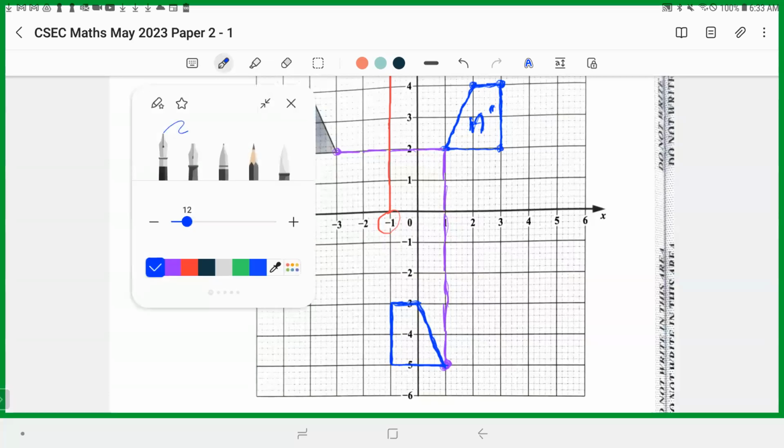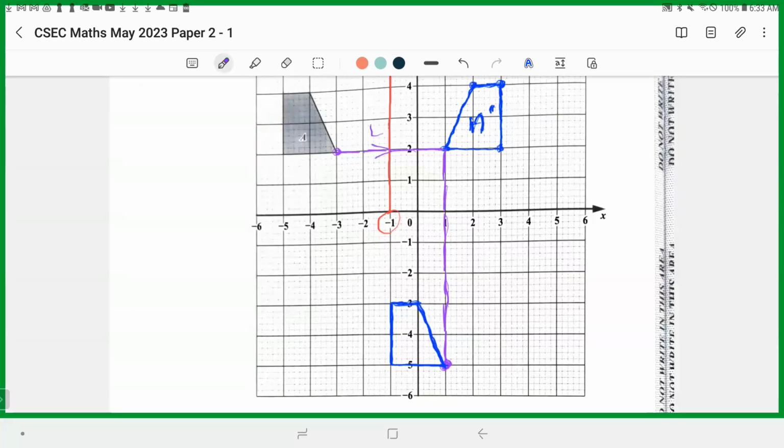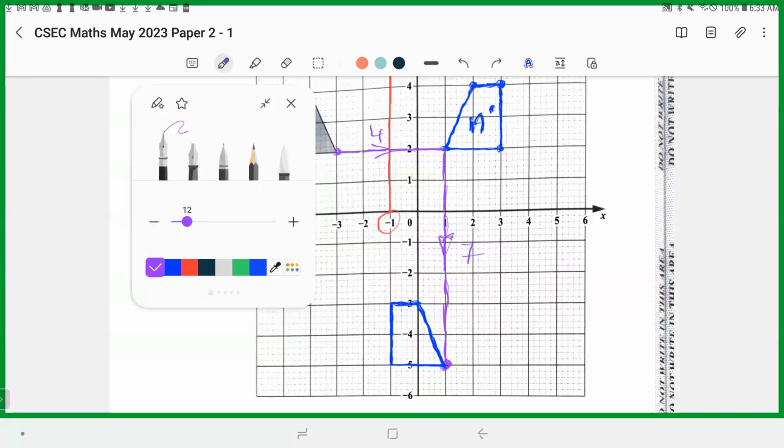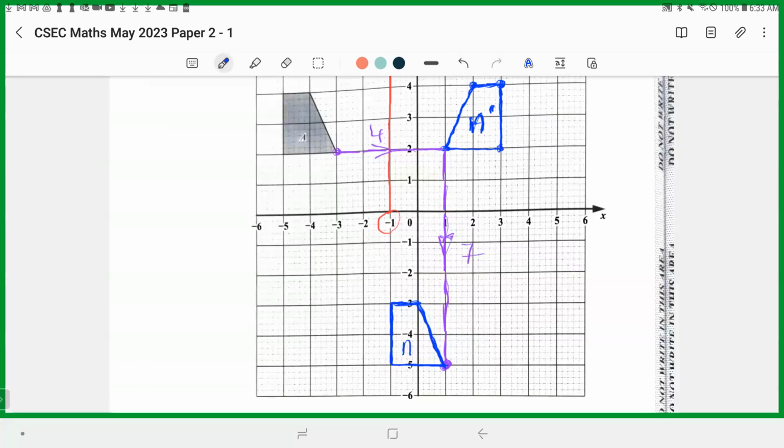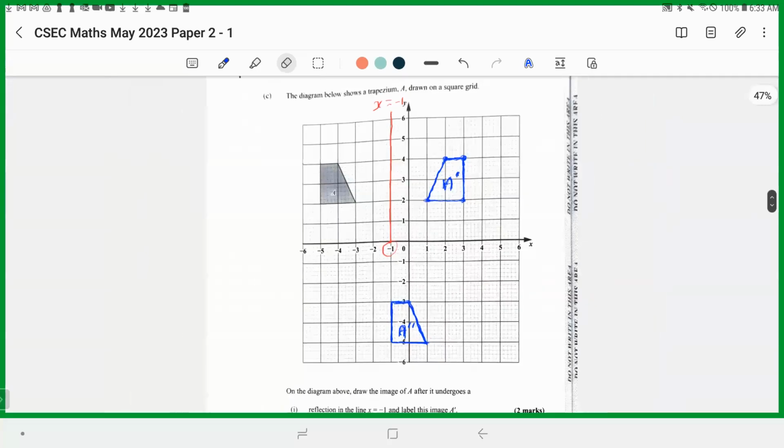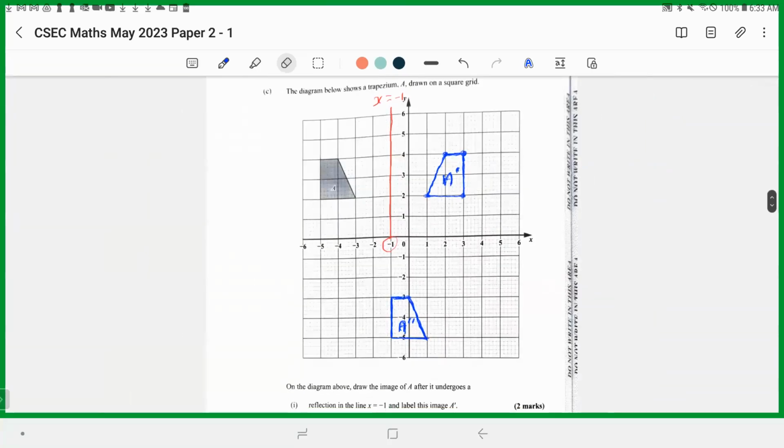We did 4 units to the right here, and 7 units down here. So this is our A double prime for the blue. And we can take these lines off, we don't need them. That is it. That finishes that question.